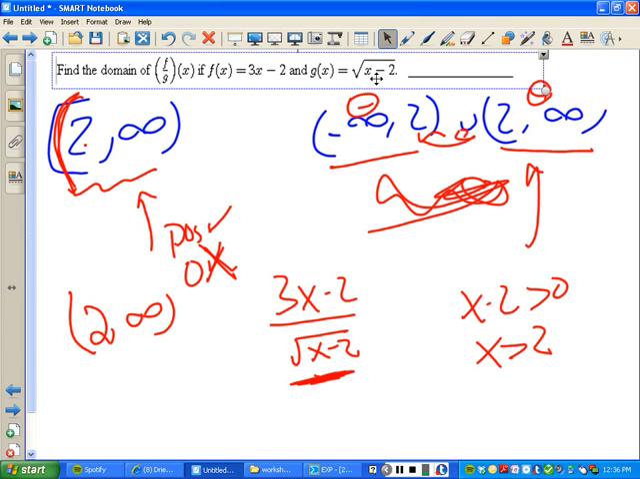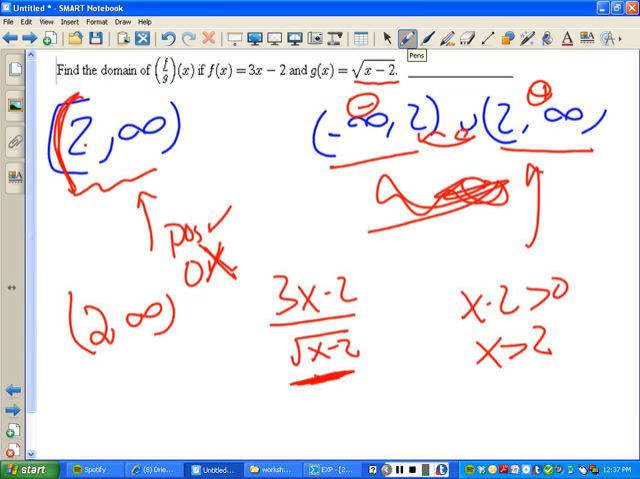Other questions? Come on. Other questions? How'd you get the 2? Which 2? This 2 here? You're setting x minus 2 basically greater than 0. So add 2 to both sides. You're setting this inside piece greater than 0, so add 2, add 2. You get x is greater than 2.